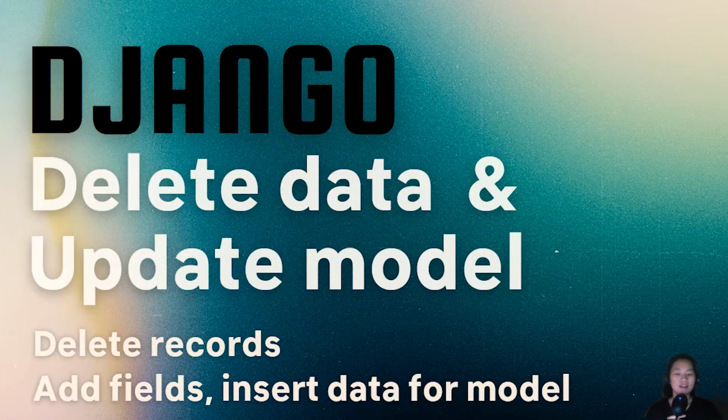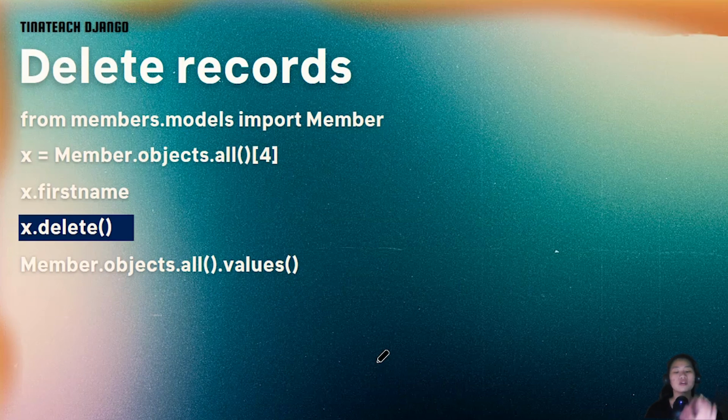Today's another day, another lesson: deleting data and updating the model file. We'll be deleting the records. We've learned how to add and update our database. Now we're going to delete them. And for the model file, we're going to learn how to add different data fields, inserting data for the model file. Okay, so first off, deleting records, very easy.